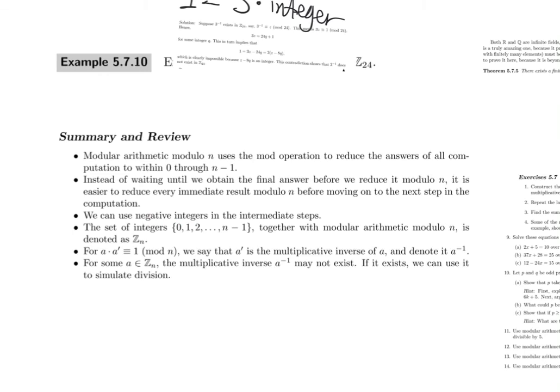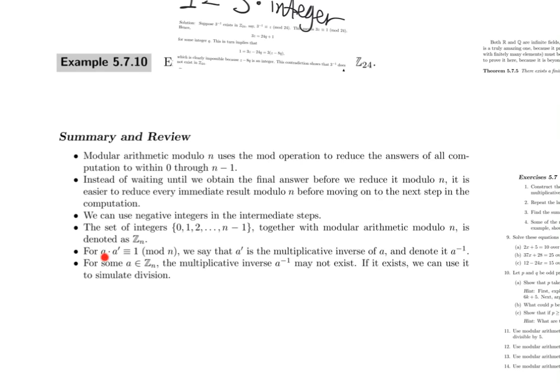We can use negative integers. Sometimes negative integers are convenient. And again, if we treat this set 0 through n minus 1 with those specific operations for addition and multiplication we mentioned, we call that set Z mod n, the set of integers mod n.